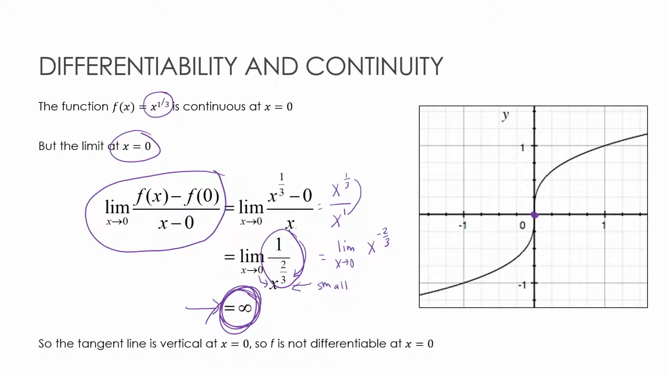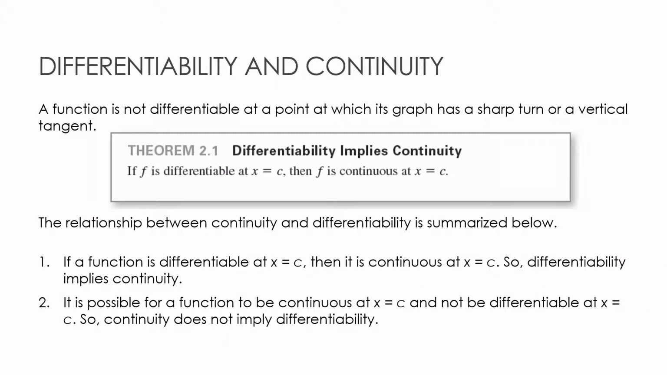So we've talked about how it's not differentiable when you have a corner. That was our absolute value function, which is continuous, yet not differentiable. And it's not differentiable when you have a vertical tangent line. So again, a function is not differentiable at a point at which the graph has a sharp turn or a vertical tangent. We looked at both of those examples together.